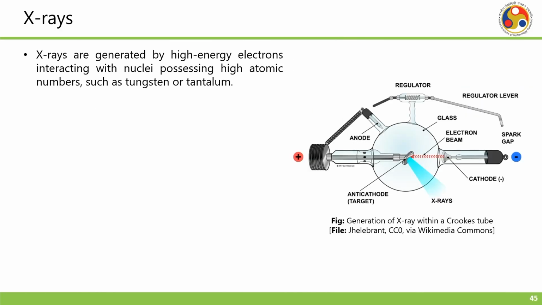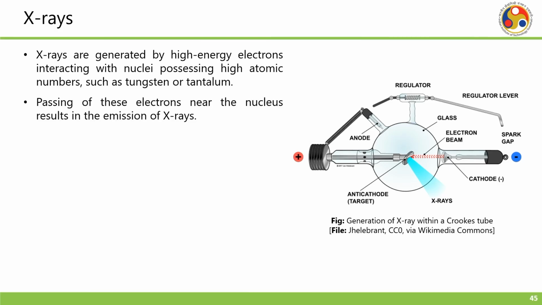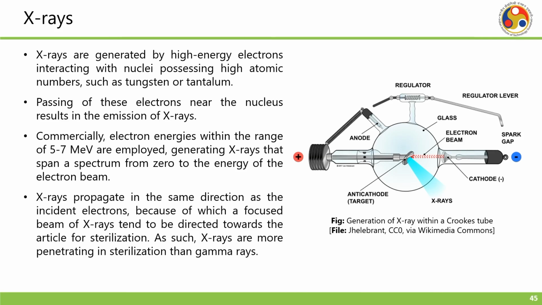Now, let us discuss X-rays as microbial control agents. X-rays are generated by high energy electrons interacting with nuclei possessing high atomic numbers such as tungsten or tantalum. Passing of these electrons near the nucleus results in the emission of X-rays. Commercially, electron energies within the range of 5 to 7 MeV are employed, generating X-rays that span a spectrum from 0 to the energy of the electron beam.